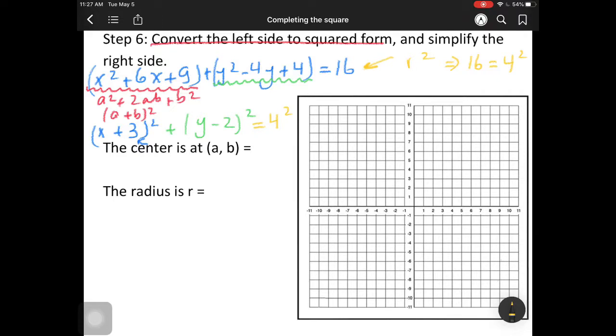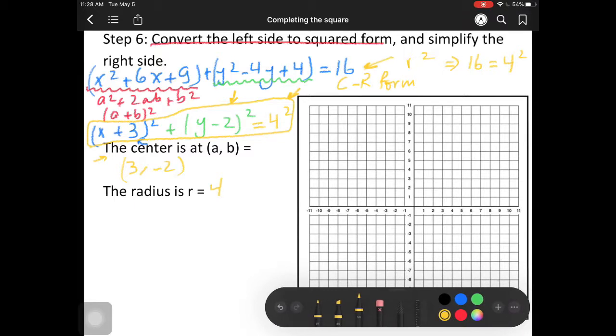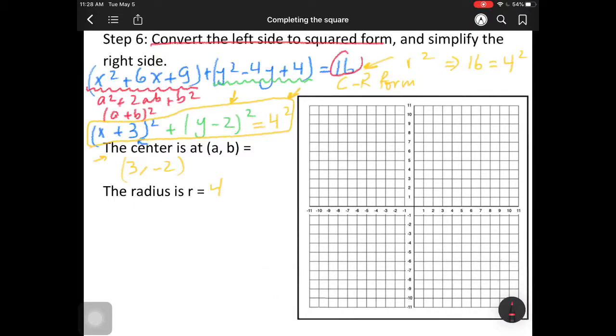And this is it. Following these 6 steps, we were able to go from the general form to the center radius form, also called the standard form. So this could be one of the questions. Write it in the center radius form, which we're done with. They could ask me, where is the center? So the center simply is 3 and negative 2, because you already know the general form of the center radius form. What is the radius? The radius is 4, because on the right hand side I have 4 squared, right?